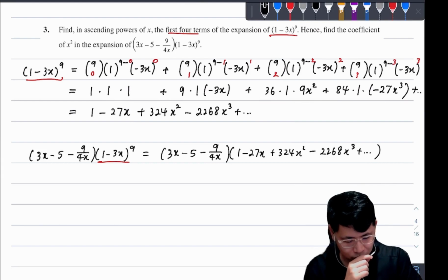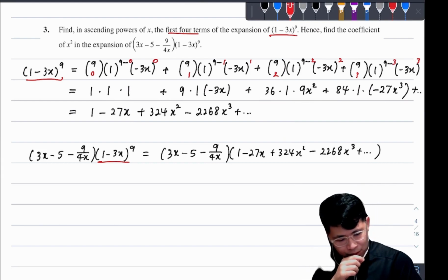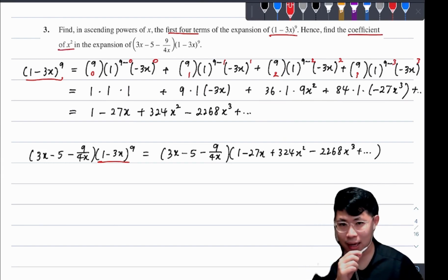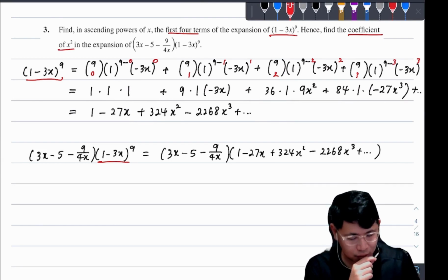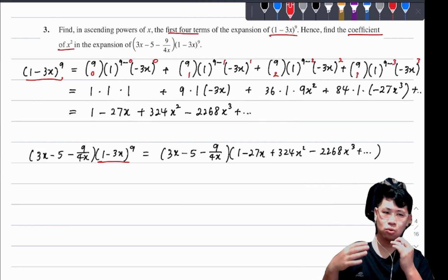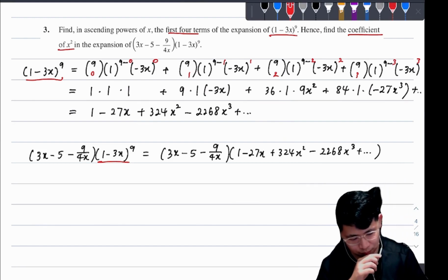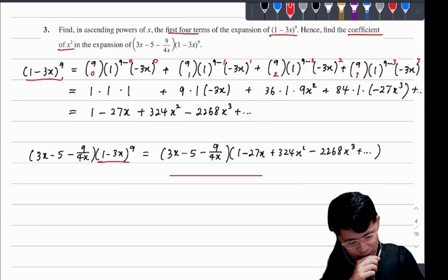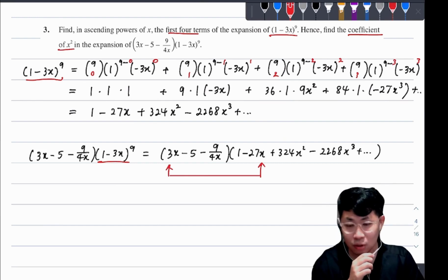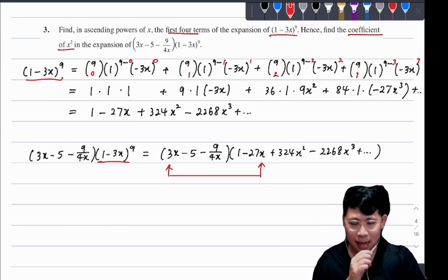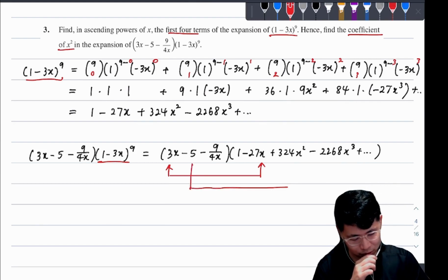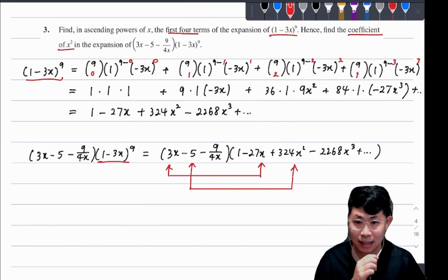Okay, then hence find the coefficient of x squared. So we just need to find the coefficient of x squared. The next question is, do we need to expand everything to find the coefficient of x squared? Don't need to. What we can do is choose the things to multiply together so that we can get our goal. The first one will be 3x and negative 27x. So x times x will give me x squared. Next one, the 5 and 324x squared. So this is my second x squared term.